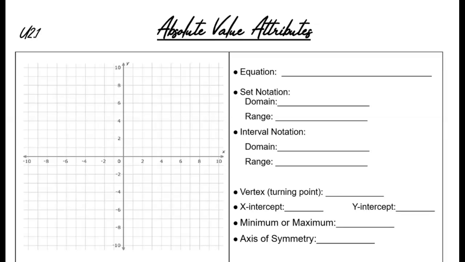What else do we know about absolute value? Yes, on the graph, it looks kind of like a V. It's a V shape on a graph. And we're going to graph it in a second. Does anyone remember what the equation looks like?